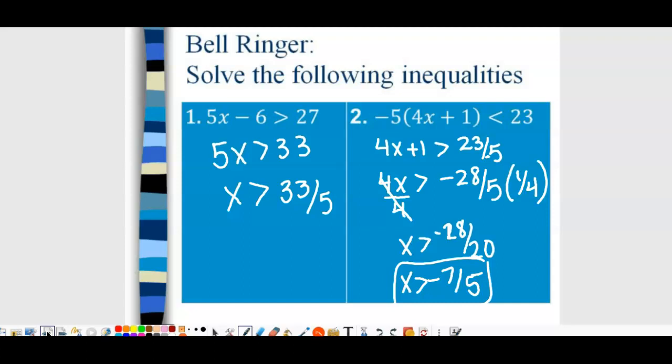So if x is greater than 33/5, it means I could plug in something. 33/5 is roughly 6 repeating. So if I plugged in 7, 7 would work, or if I plugged in 11, it would work, because 11 is greater than 33/5.